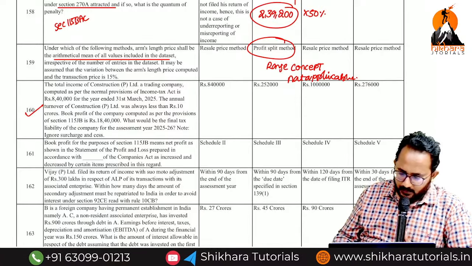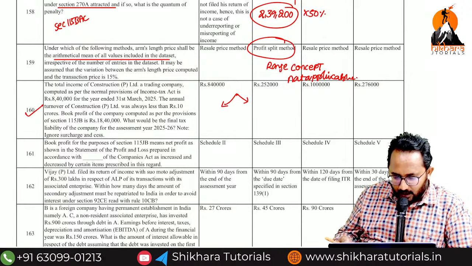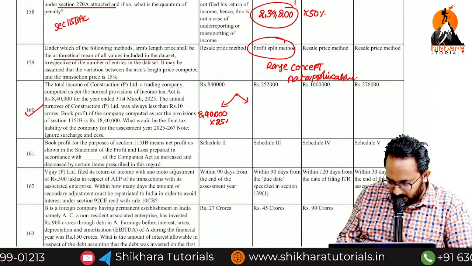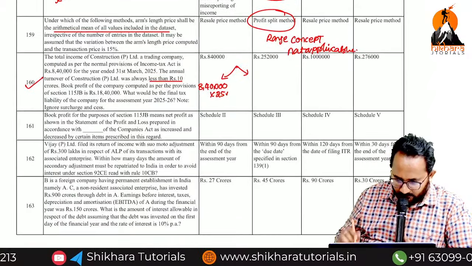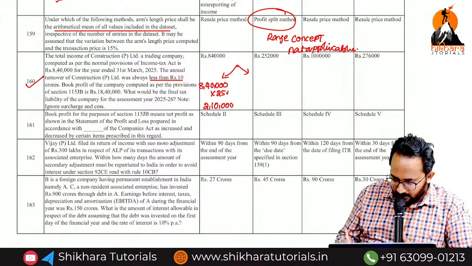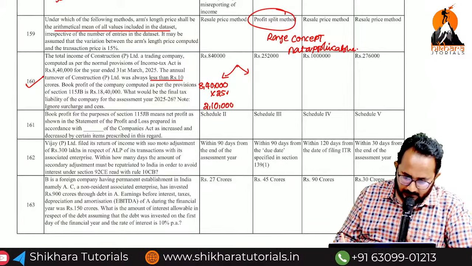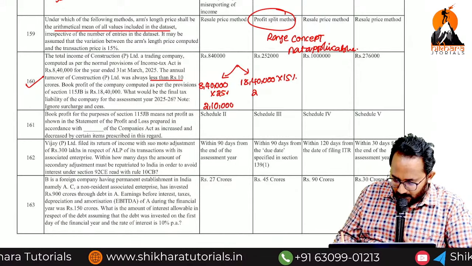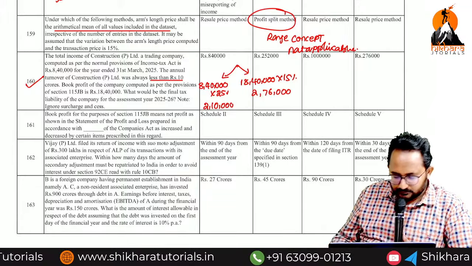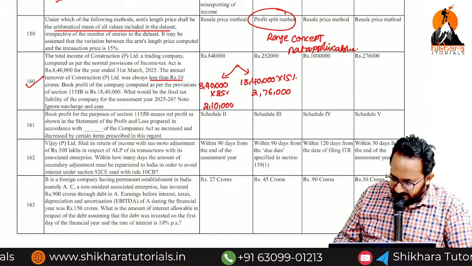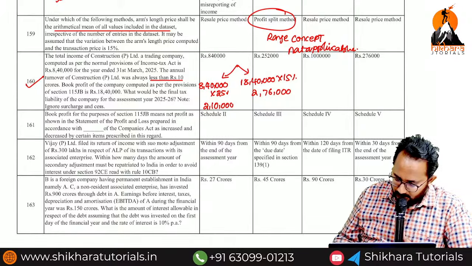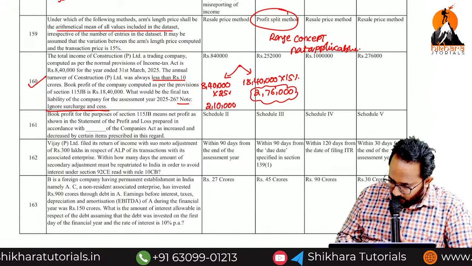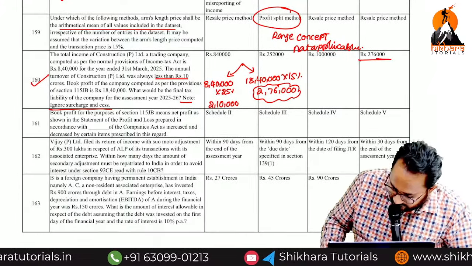Now this is also one small MCQ related to AMT. You have to calculate first as per normal provisions. 8,40,000 into 25%. Why? It never exceeded the 10 crore. 25%, that is 2,10,000. As per MAT provisions, 18,40,000 book profit into 15% is 2,76,000. Ignoring surcharge and education cess, whichever is higher, 2,76,000, you have to pay. This is the minimum tax.